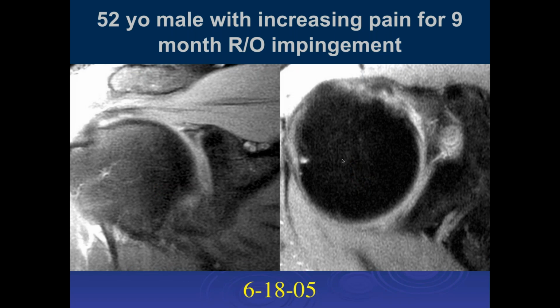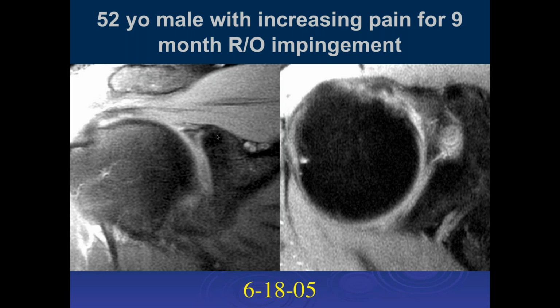Alrighty, let's see. Thomas, what do you think of this case? 52-year-old male, increasing pain for 9 months, evaluate for impingement. So you have a coronal and an axial view, and the biceps labral complex looks degenerative. I don't see a sulcus or a tear.